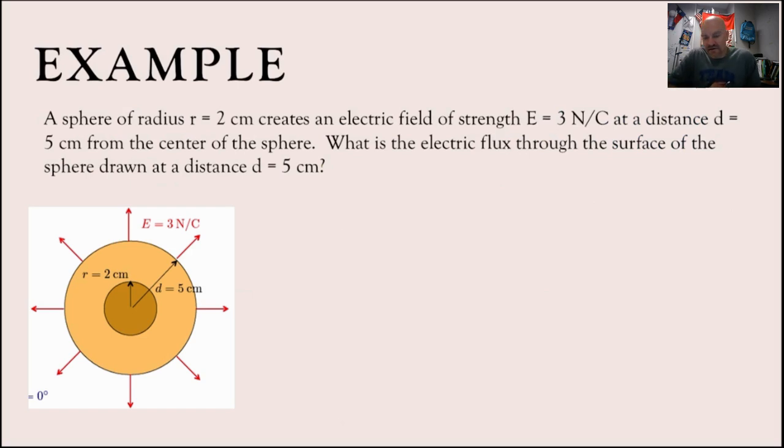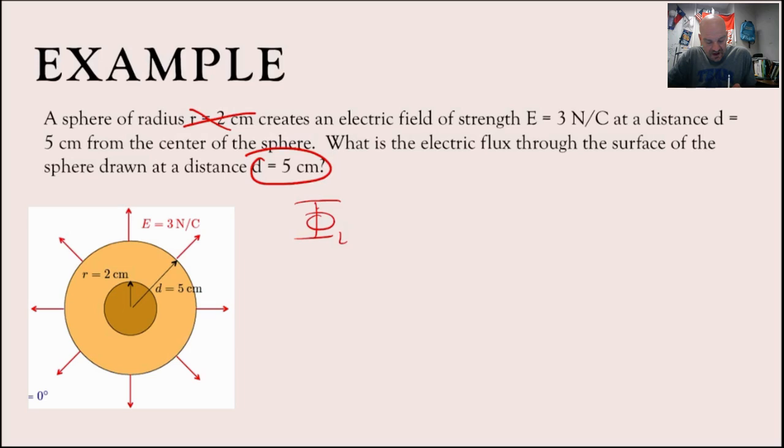Here we have a sphere of radius 2 centimeters that creates an electric field of strength 3 newtons per coulomb at a distance of 5 centimeters away. What is the electric flux through the surface of the sphere drawn at a distance of 5 centimeters? One thing to note is that everything is measured from the center. So the 5 centimeters away really doesn't play into the factor as much, but understand that the flux is through the 5 centimeter sphere.